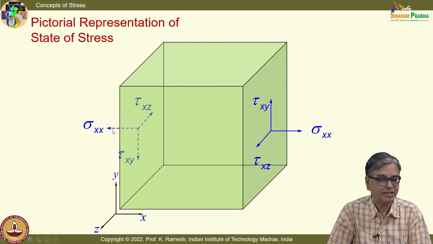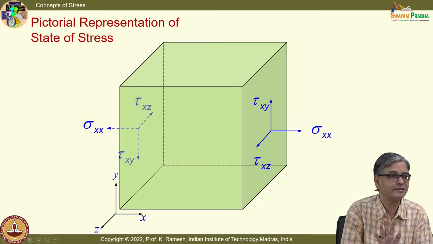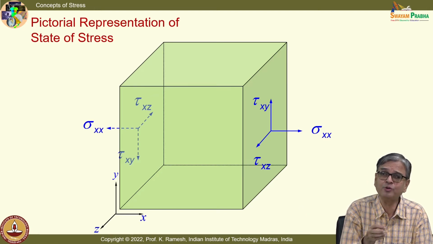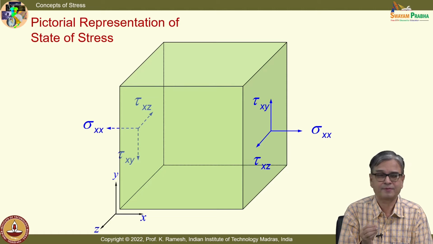So, when I do that, sigma xx is pointing towards the negative direction, tau xy is pointing towards the negative direction, tau xz is pointing towards the negative direction. Is the idea clear? And this you should be able to do at any point in time without any difficulty. You should not remember this, but you should understand the symbolism. How do we denote the subscripts? First subscript denotes the plane on which it is acting, and second subscript denotes the direction.